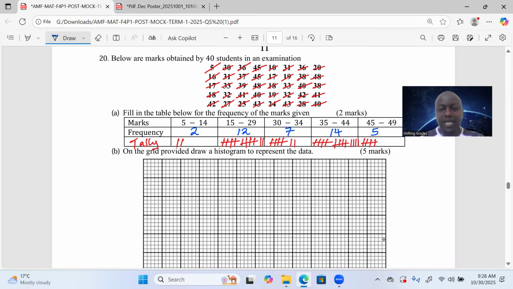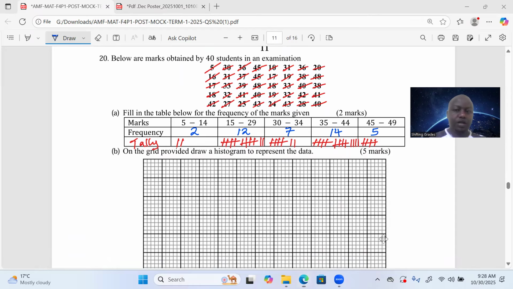Now, when I look at the nature of the classes, ladies and gentlemen, it is very evident that these classes are not equal in length, in width. So class width, class interval, class sizes, they are not the same. Look at 5 to 14, 15 to 29, then 30 to 34. You see, 30 to 34 has a width of 5, but others are too wide. 45 to 49, a width of 5, but the others are so broad.